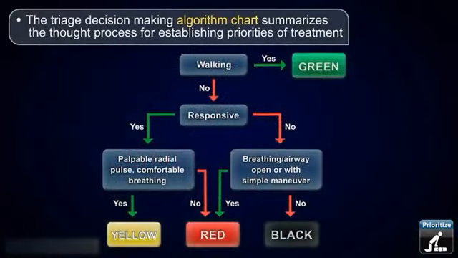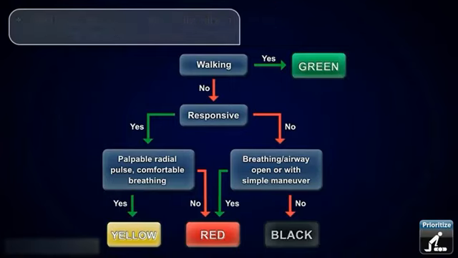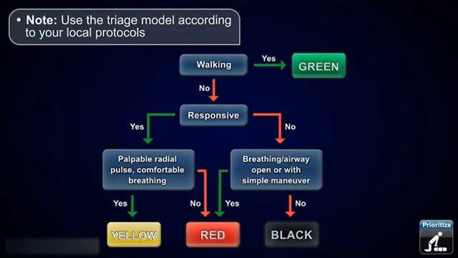The triage decision-making algorithm chart summarizes the thought process for establishing priorities of treatment. Note: use the triage model according to your local protocols.